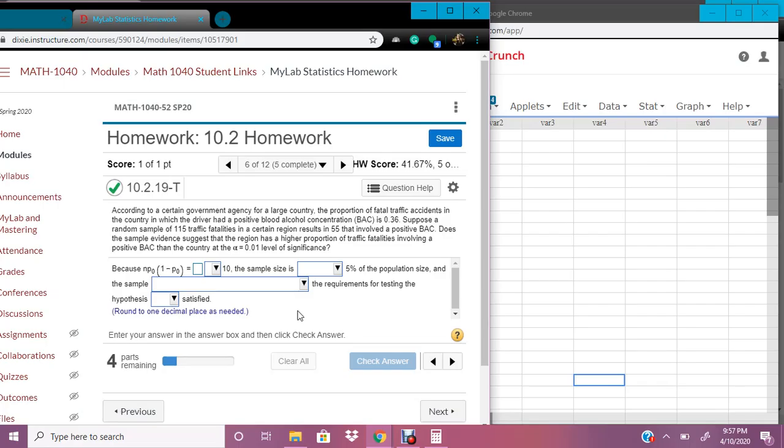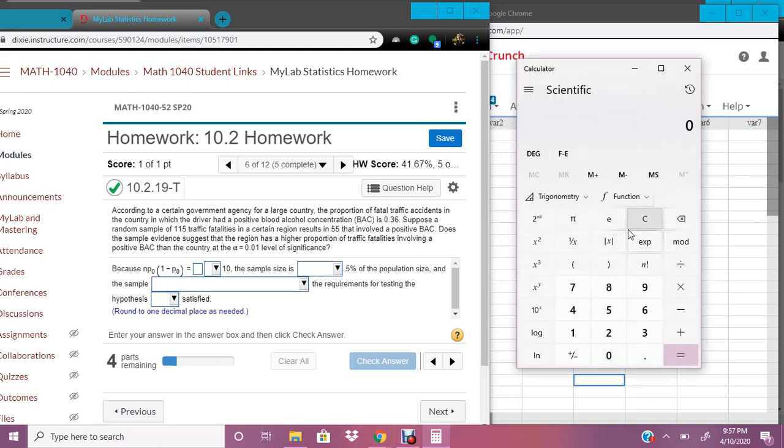All right, so this is 6 of 10.2. The first thing we're gonna do is it asks us to find the answer to this equation. And so to do that, we are going to figure out what our n is. Our n is how many in the sample, so that's that 115 right there. And our p is the proportion, so it's this 0.36.